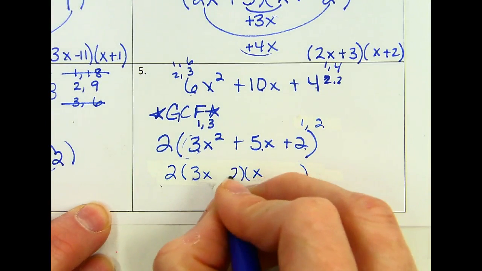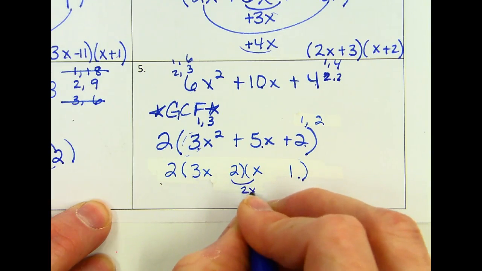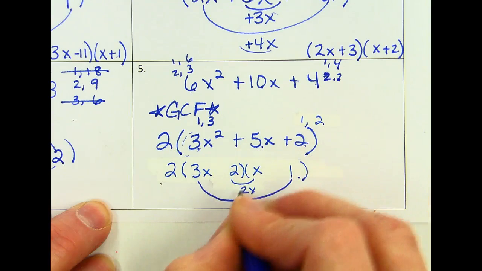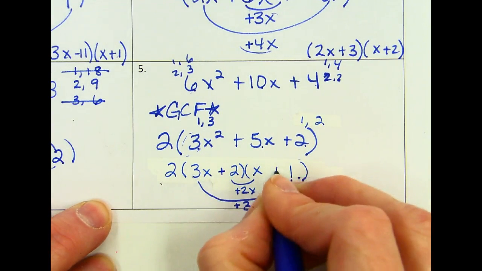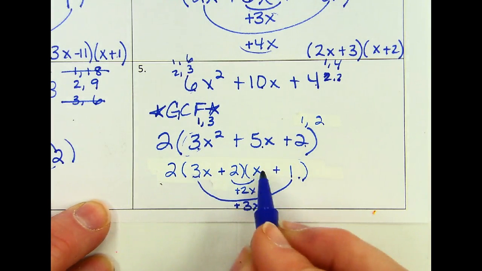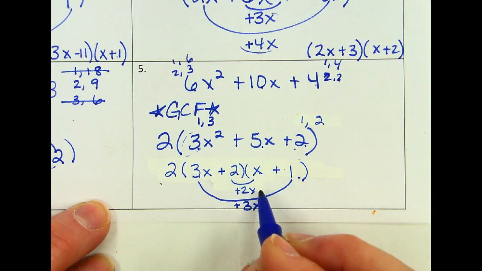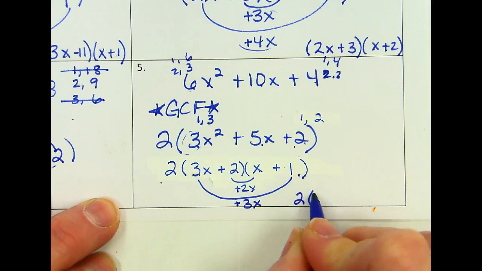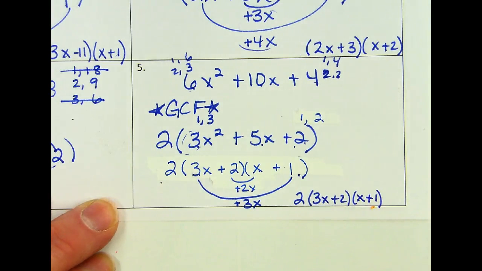Let's put the 2 here and the 1 here. So we have a 2x and we have a 3x, which will give us 5x if they're both positive. So this is a plus and this is a plus. Now let's check it. 3x times x is 3x squared. 2 times 1 is 2, and the middle part will work. So the final answer is a 2 outside, 3x plus 2, and x plus 1.